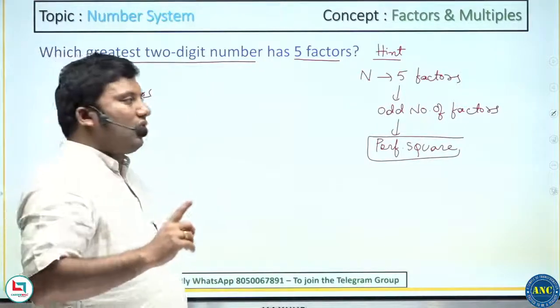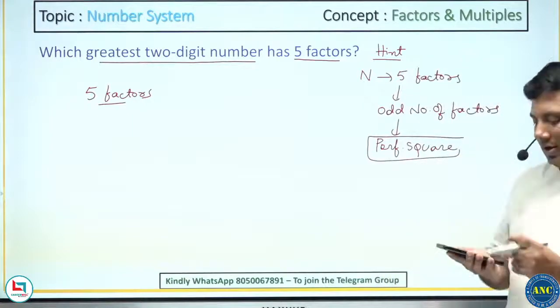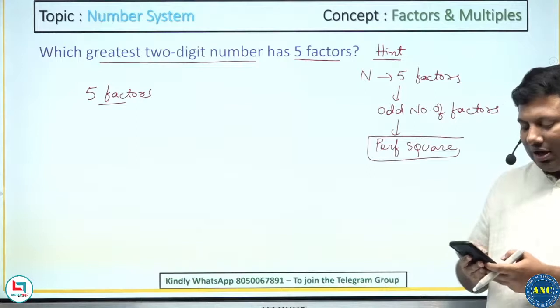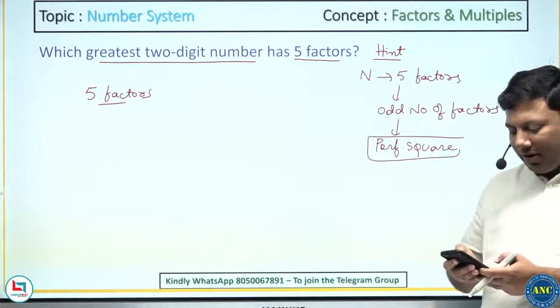If a number has 5 factors, 5 is an odd number. If the number of factors is odd, then the number is a perfect square.